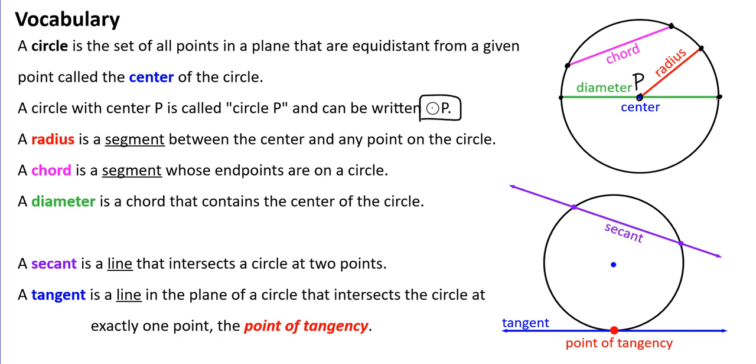The other 2 vocabulary words are lines. If we're looking at this other diagram here, a secant is a line that intersects the circle at exactly 2 points. And then we have a tangent line here at the bottom. A tangent line intersects a circle at exactly 1 point, and we call that point the point of tangency. Sometimes people confuse secant and chord. A chord is sort of a portion of a secant. The secant is the entire line, and the chord is just the portion of the line that is on the inside of the circle.